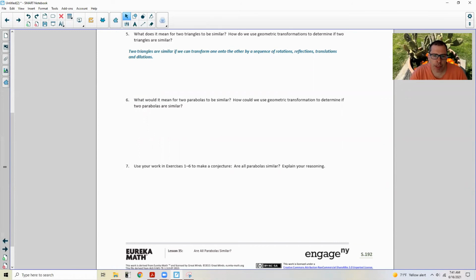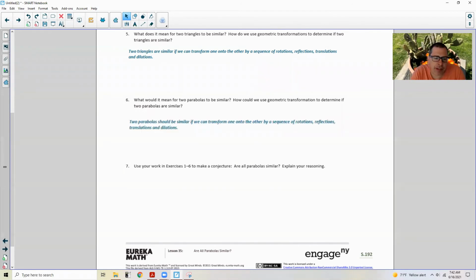Number 6, what would it mean for two parabolas to be similar? How could we use geometric transformations to determine if two parabolas are similar? Well, same thing. We can rotate them so that the directrices are parallel. We can then move them so that the foci are on the same vertical y axis, if you will, the y value. And then we can dilate and adjust them so that they land on the parent function or the original.